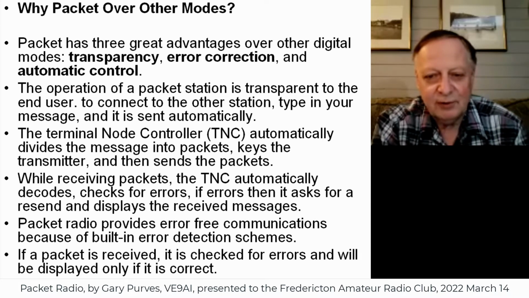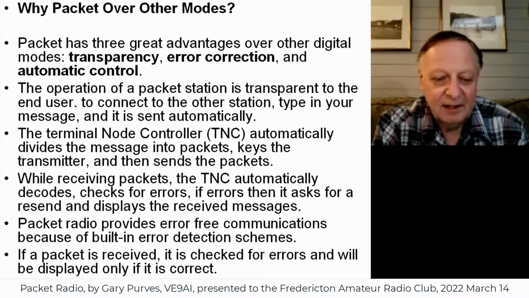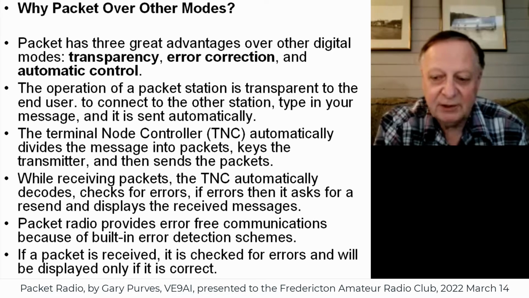The terminal node controller, or TNC, automatically divides the message into packets, keys the transmitter, and sends the packets. While receiving the packets, the TNC at the far end automatically decodes and checks for errors. If there are errors, it asks for the packet to be resent, and displays the received messages. Packet radio provides error-free communications because of the built-in error detection schemes. If a packet is received, it is checked for errors and will only be displayed if it's correct.